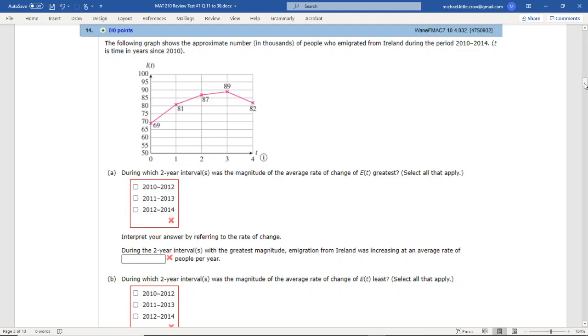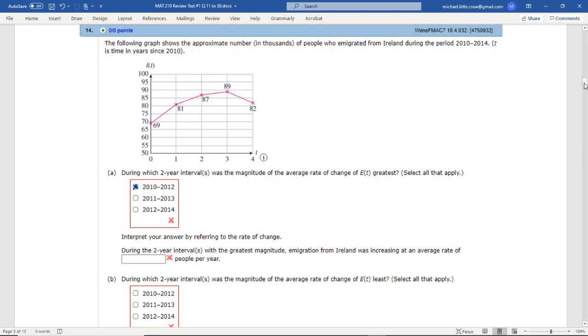So we're going from 2010 to 2012. That's pretty steep too. It's steeper than this one. 2011 to 2013 is sort of leveling off. So I'm going to go with this one. And certainly 2012 to 2014, it's kind of a decrease. Interpret your answer by referring to the rate of change. During the 2-year interval with the greatest magnitude, immigration from Ireland was increasing at an average rate of what? People per year. Now that we've chosen this, we go and actually calculate it.